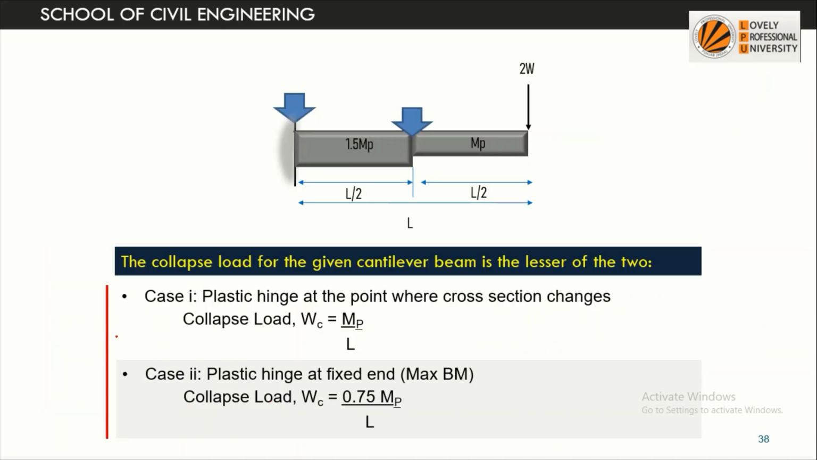We should compare these two values. From case 1 we got the value as Mp by L, and from case 2 we found that the collapse load is 0.75 Mp by L. So the lesser of the two values will be our collapse load.